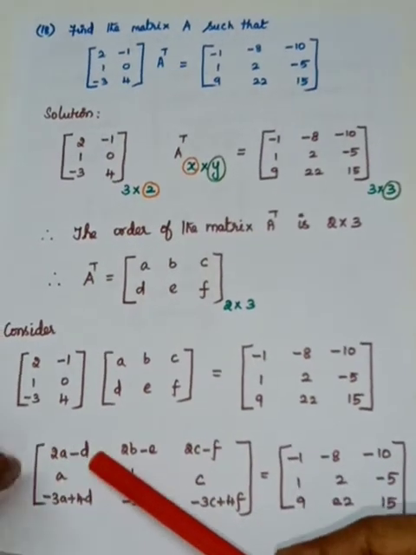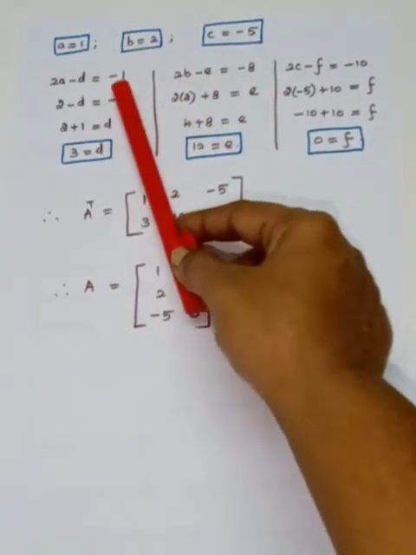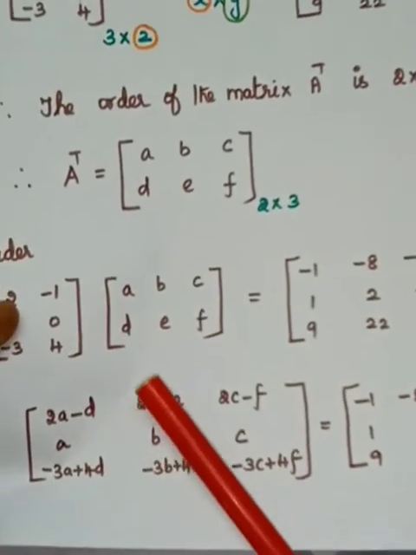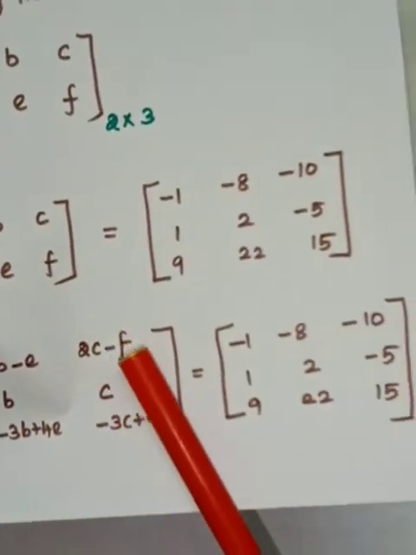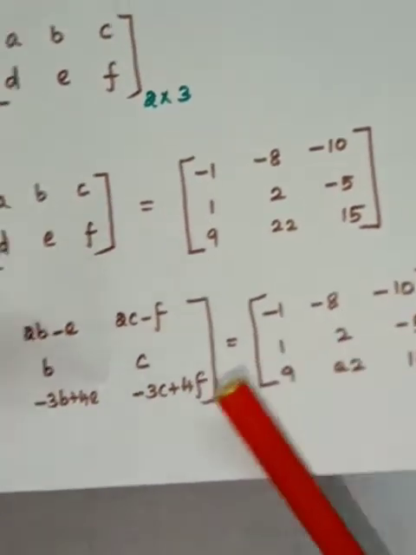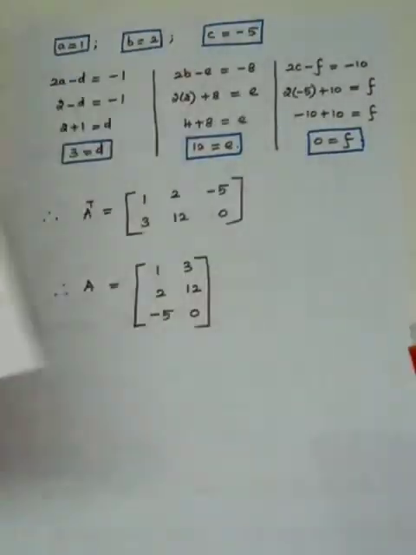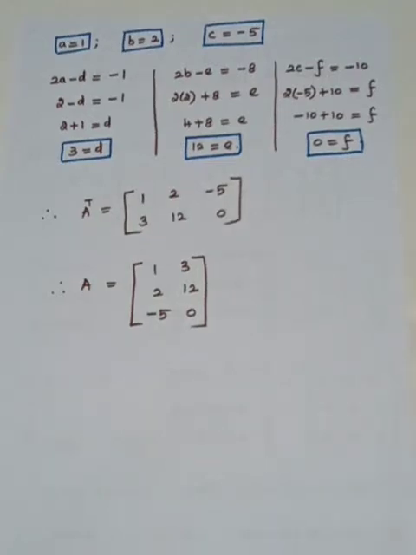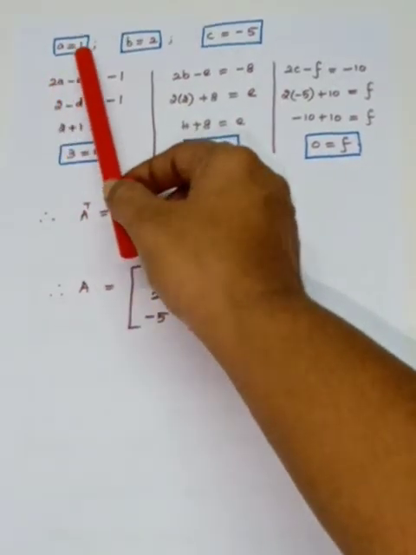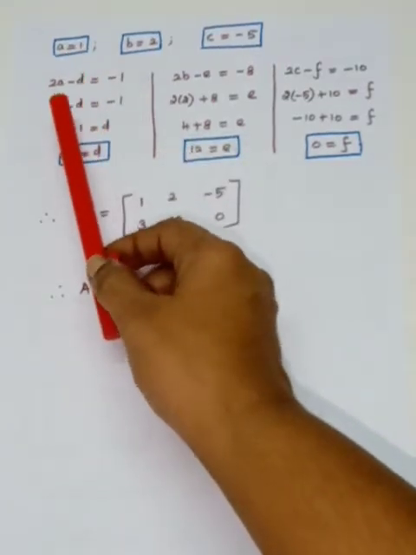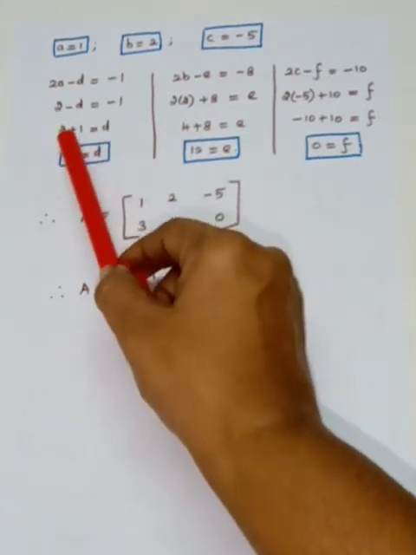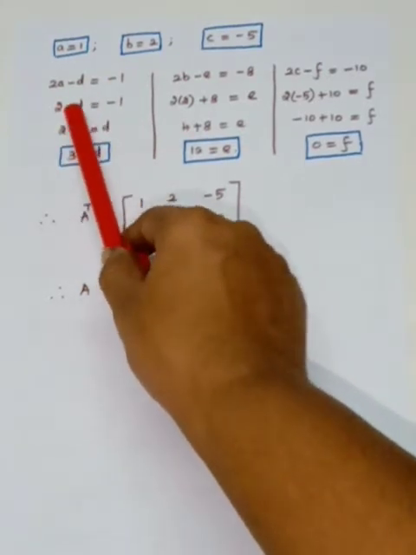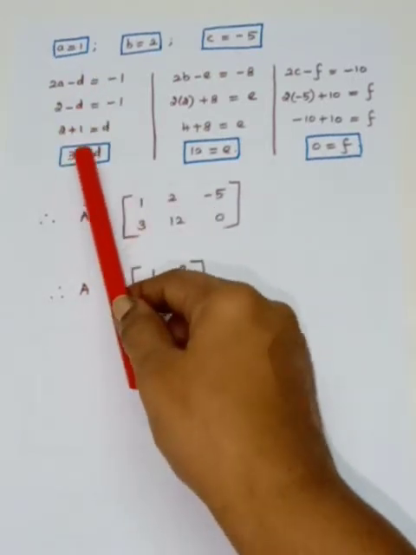So 2A minus D is equal to minus 1. Next one, 2B minus E is equal to minus 8. Next one, 2C minus F is equal to minus 10. I have taken only these rows because we have found all the values. So here in the place of A, what you have found is 1. When you substitute, 2 minus D is equal to minus 1. So 2 plus 1 is equal to D. The minus 1, when you take it to the left hand side, is plus 1. The minus D, when you take it to the right side, is plus D. So D is equal to 3.